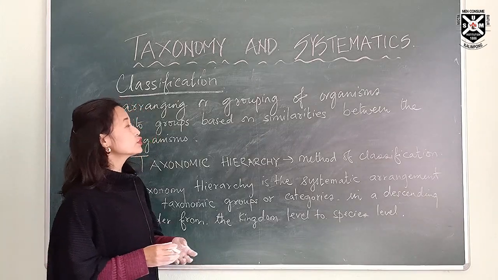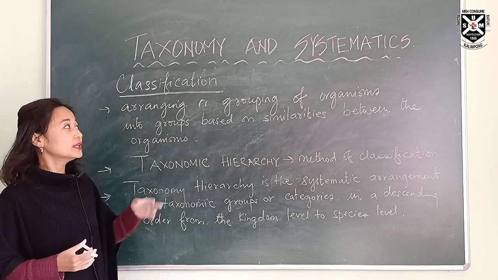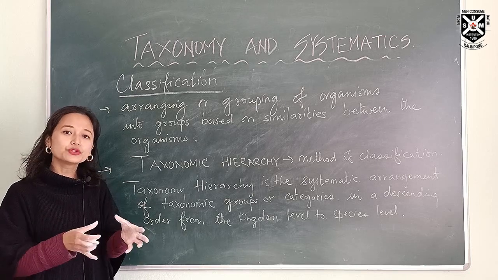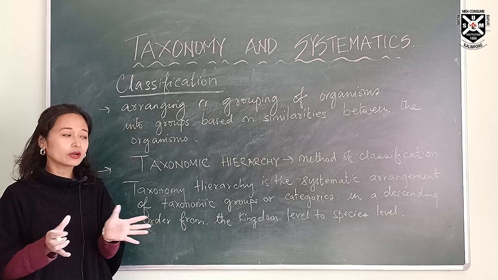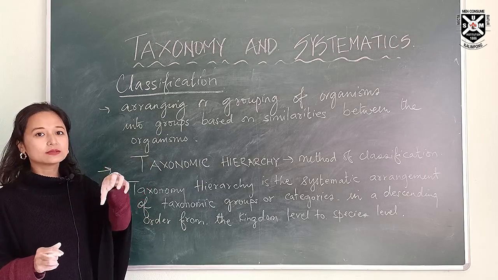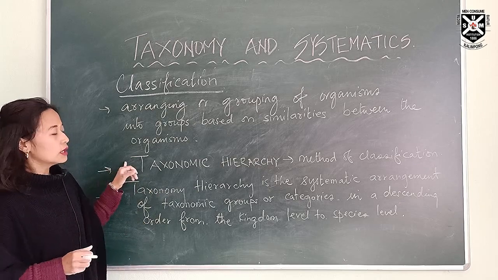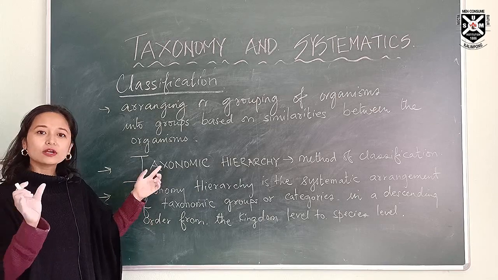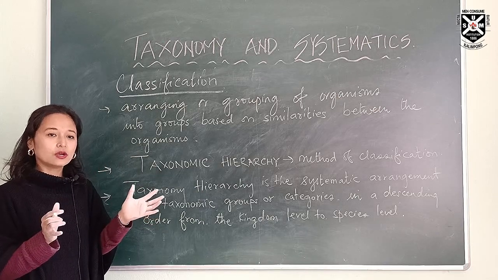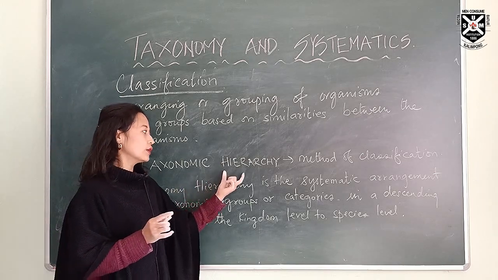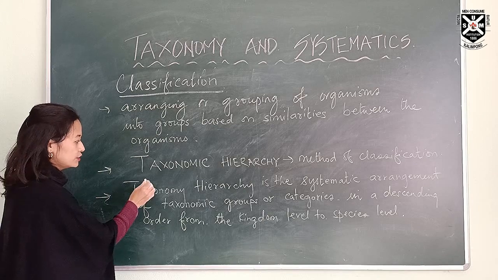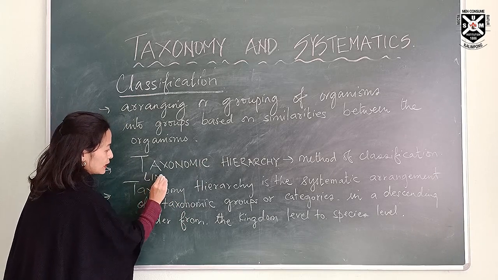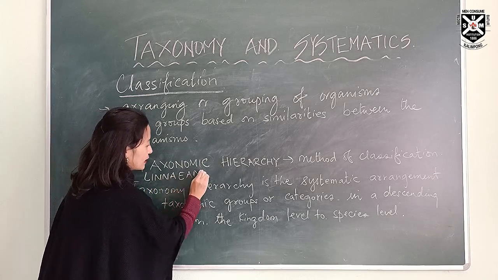Okay, so we move on to the last component of taxonomy, that is classification. What is classification? It is the arrangement of organisms into groups based on the similarities between the organisms. So we place like organisms in one group. Linnaeus is also credited with giving a system or method of classification, known as the taxonomic hierarchy. Since he introduced this method, the taxonomic hierarchy is also known as the Linnaean hierarchy.